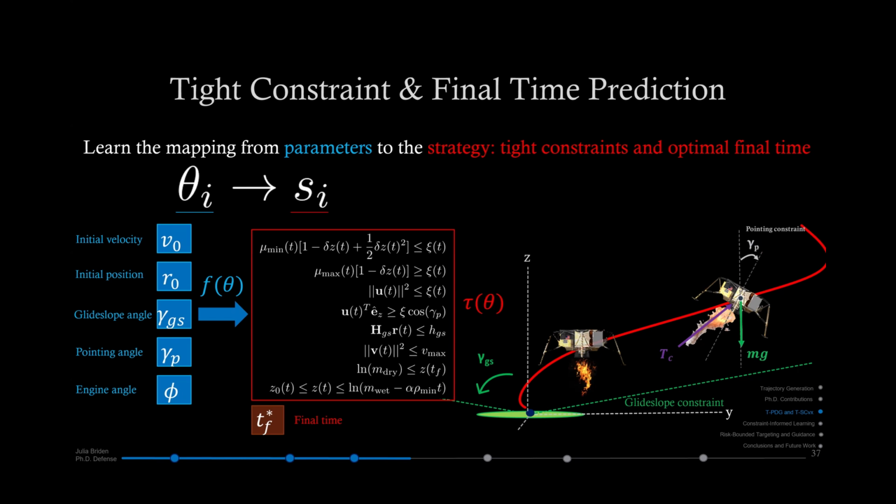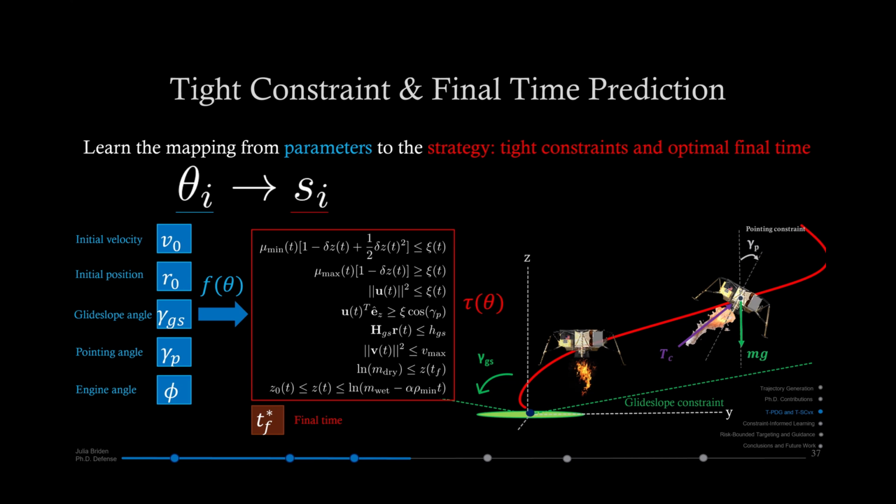So specifically, we're looking at both tight constraint and final time prediction. So learning a mapping from a set of parameters to something we denote as a strategy. That's our set of tight constraints and optimal final time. Our parameters for a 3 degree of freedom power descent guidance landing case include our initial state, so initial velocity and initial position, as well as parameters defining our constraints, so glide slope angle, pointing angle, and engine angle.